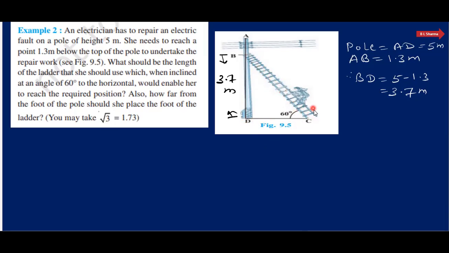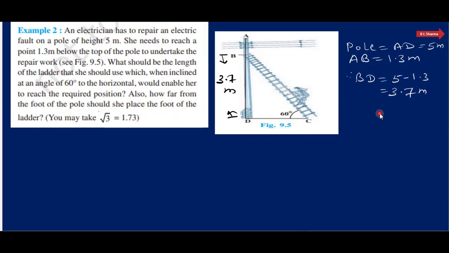BC is the length of the ladder here. What should be the length of the ladder that she should use which when inclined at an angle of 60 degree to the horizontal would enable her to reach the required position? Also, how far from the foot of the pole should she place the foot of the ladder? The second question is at what distance from the foot of the pole the ladder should be placed. So first of all we have to calculate BC.